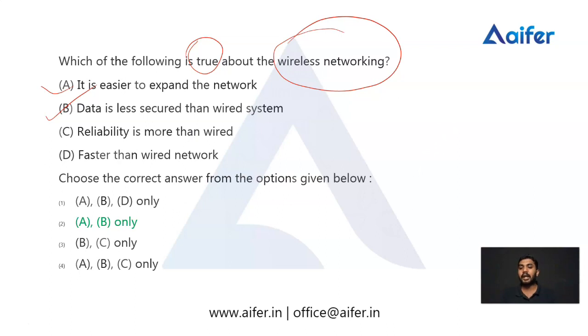So we know that when we compare a wireless networking system and a wired networking system, we can understand that it is easier to expand the network, and data is less secured than the wired system. When we compare the wired system and the wireless networking system, in the wireless networking system, data is less secured, but it is easier to expand. That we need to understand.